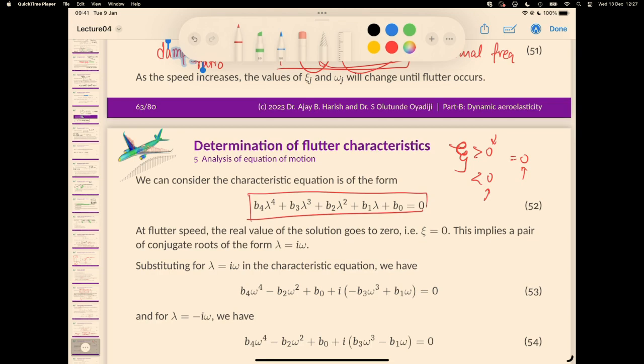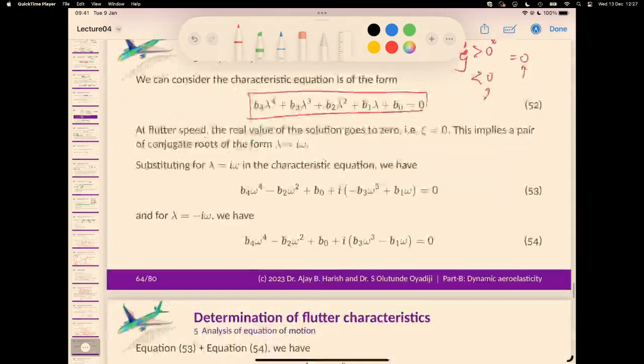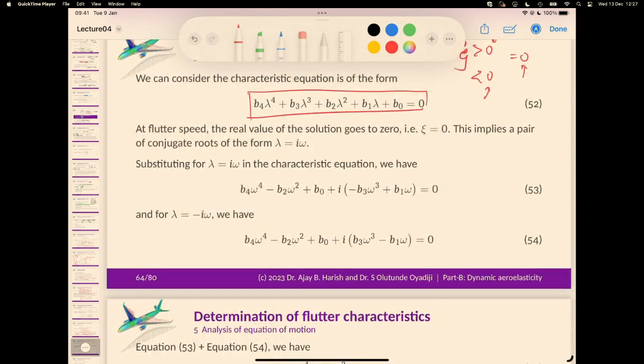Now, if I know this characteristic equation, can I easily find out if the system is stable or unstable? When is it going to become unstable? What is the flutter boundary? What are the flutter frequencies? That's our whole goal, right? So we want to always find that. So let's assume that we know the roots at the flutter boundary. We know that C equals 0. We know that lambda equals i omega. And we can say lambda can be equal to plus i omega or minus i omega.